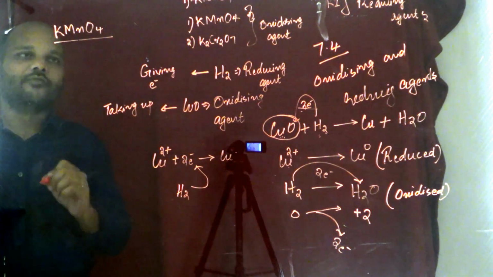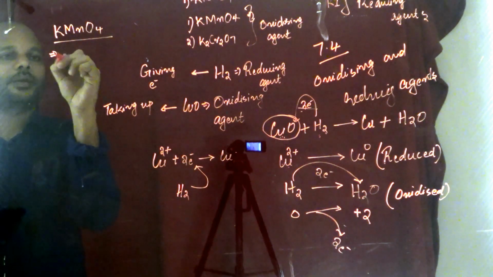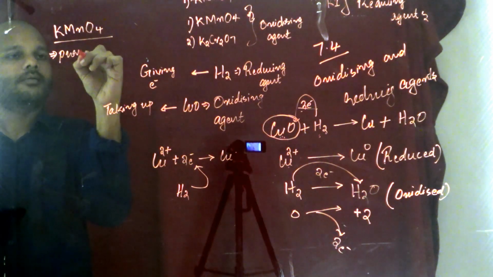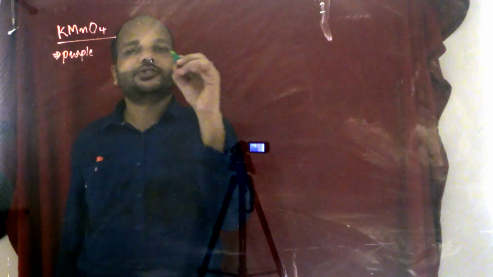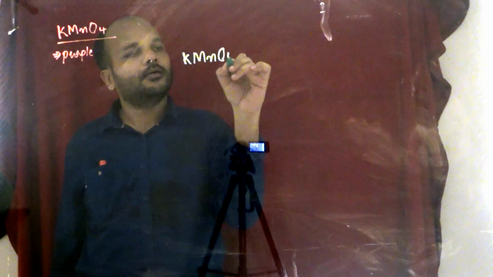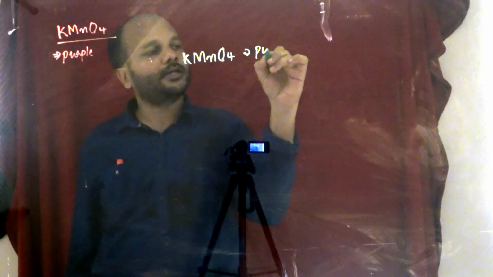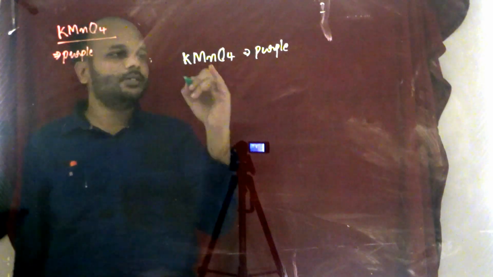See, KMnO4, the color of KMnO4 is actually purple. Purple colored. Okay, I told you it is purple colored. So KMnO4 is actually purple in color.